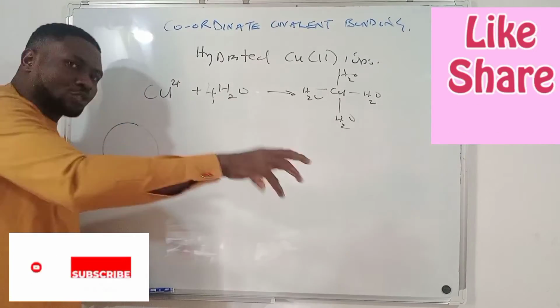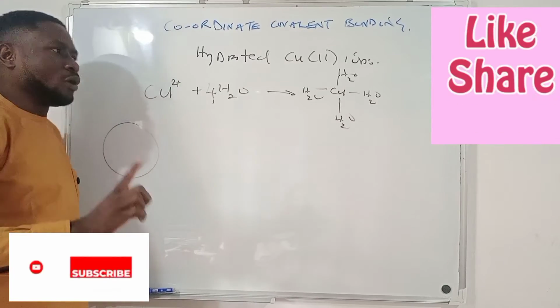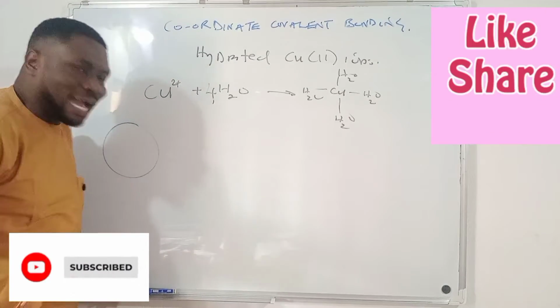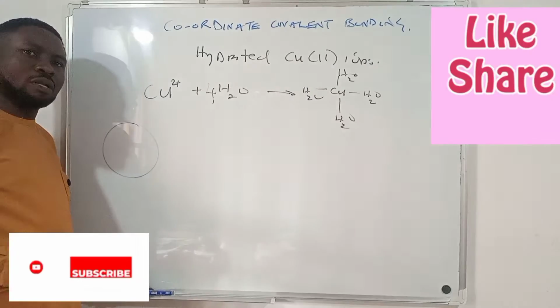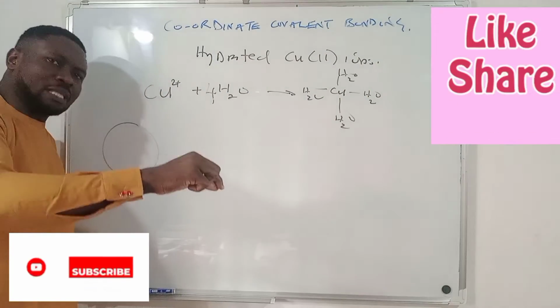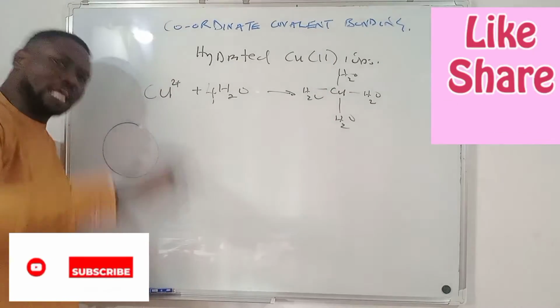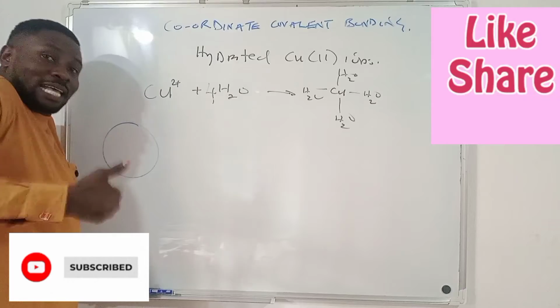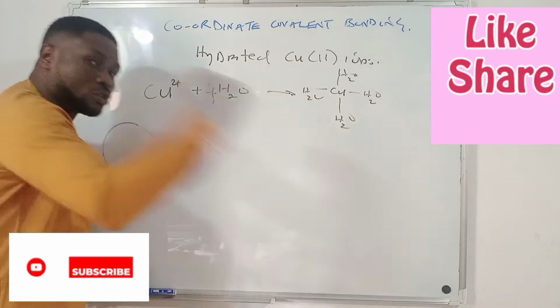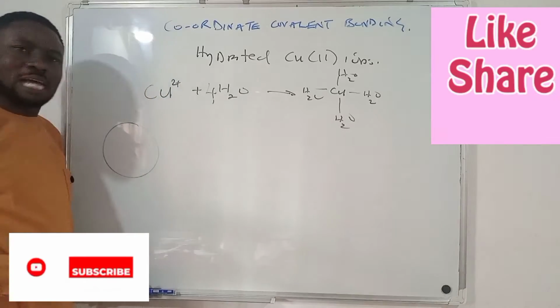Lone pair are electrons that are not used in bond formation. Any molecule that doesn't have lone pair cannot undergo dative covalent bonding, because in dative covalent bonding there must be a participating molecule or a participating atom with an excess of electrons. It has it in excess, and so it wants to share those electrons. That's why water is an example of that.